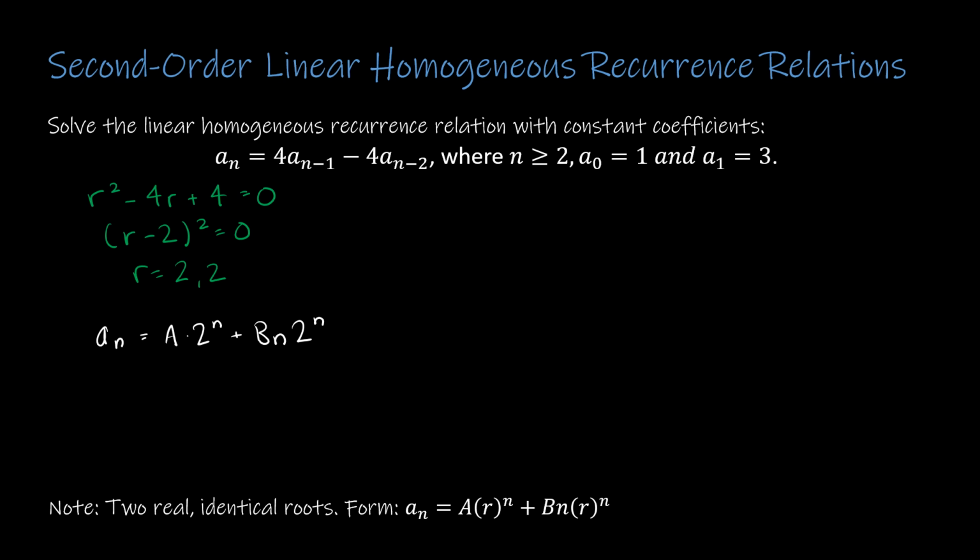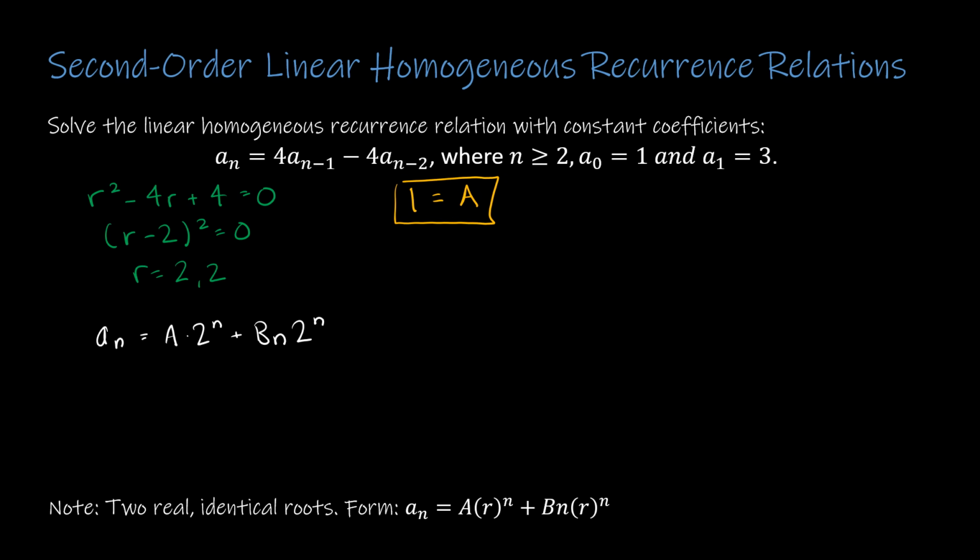So same root twice. I'm going to let n equal 0, which is going to give me 1, a sub 0 is 1, is equal to a times 2 to the 0, so that's just a, plus b times 0, so that gives us 0. So that means a is equal to 1, and we have solved for our first variable.